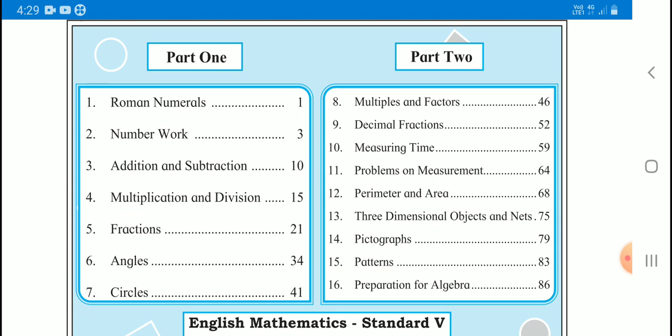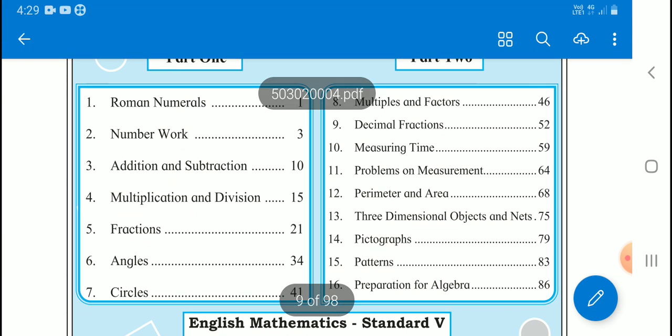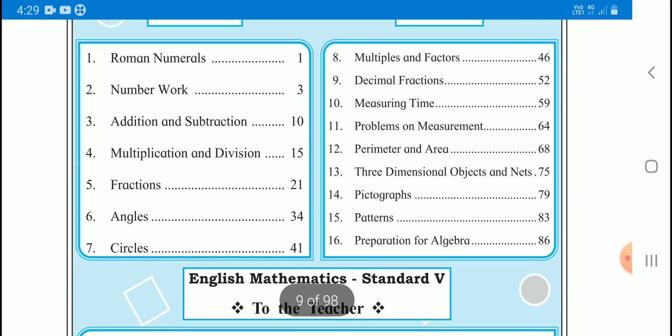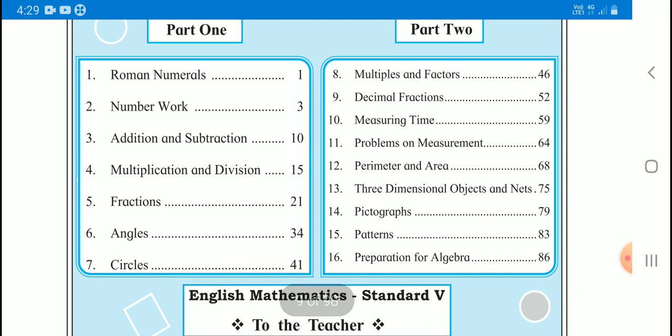Then part 2 contains the lessons or topics. Topic number 8 is multiples and factors. Topic number 9 decimal fractions. 10 measuring time. 11th problem on measurement. 12th perimeter and area. 13th three-dimensional object and nets. 14th pictographs. 15th patterns and 16th preparation for algebra.